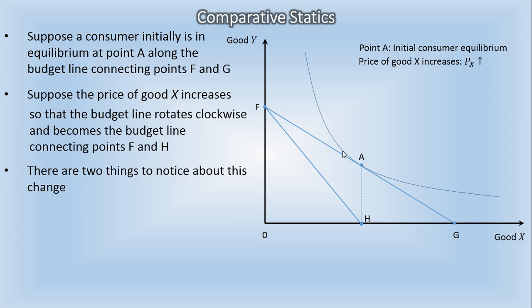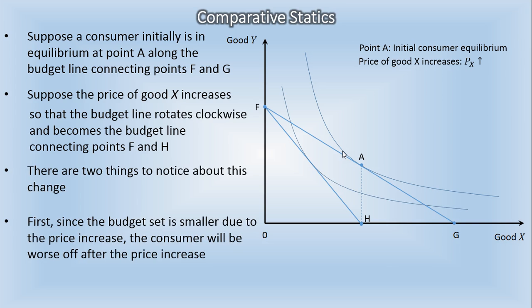So there's two things to notice about this change. First, since the budget set is smaller due to the price increase, the consumer will be worse off after the price increase. So again, if you think of income in real terms as everything you can buy with your income, if the price of one thing goes up, then it shrinks the amount that you can buy of everything, right? So that's captured by the rotation of the budget line in, shrinking the opportunity set, the consumption set.